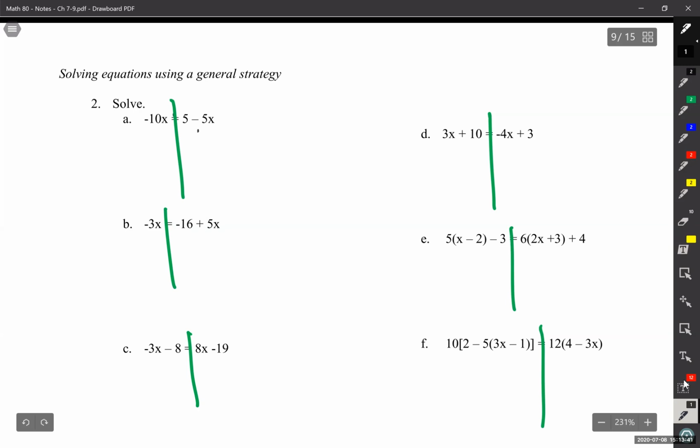So if I add 5x to both sides, now I have all my x's together on the left, and I have all my constants together on the right, and now everything's all split up. If I had moved my x's to the other side, it would have just gotten more messy. I'm going to divide both sides by 5 and get x equals negative 1.